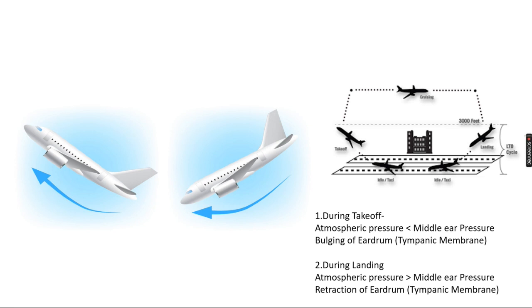The reverse thing happens during landing. During landing, the atmospheric pressure gets larger than the middle ear pressure. When the atmospheric pressure becomes greater than the middle ear pressure, that leads to retraction of the eardrum, and that can also cause ear pain or ear fullness.